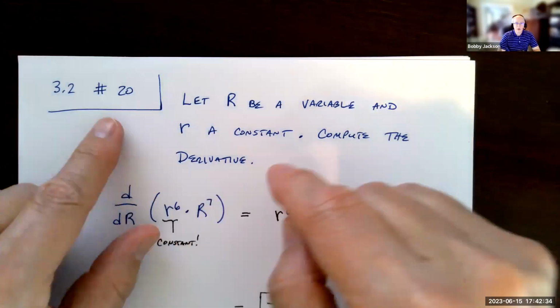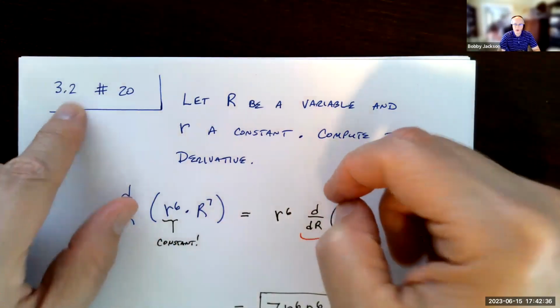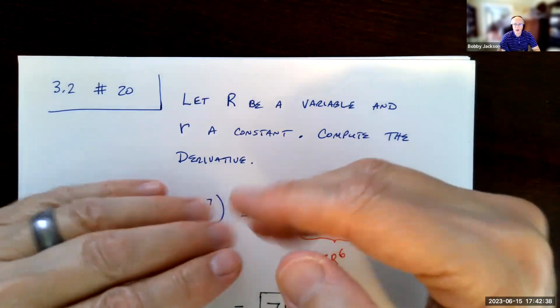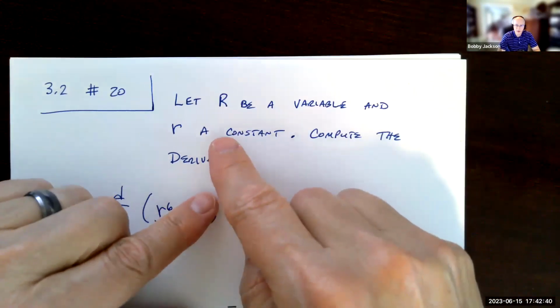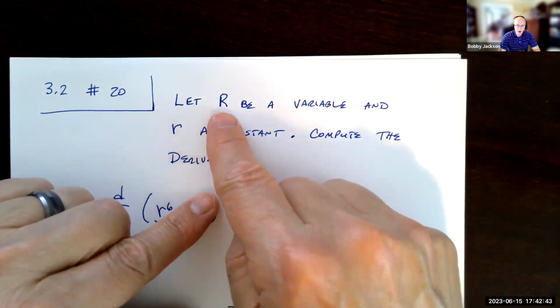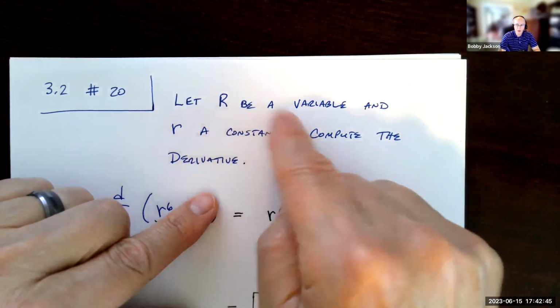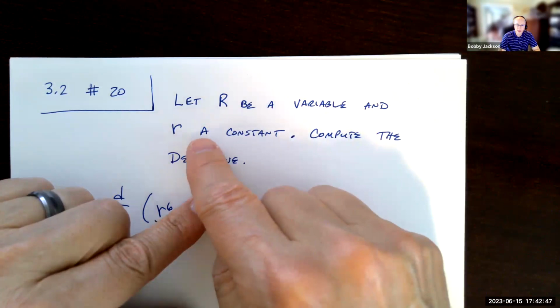Hey, let's look at number 20 in section 3.2. It's a real quick one, really short, but kind of confusing for some students. Let capital R be a variable and lowercase r be a constant.